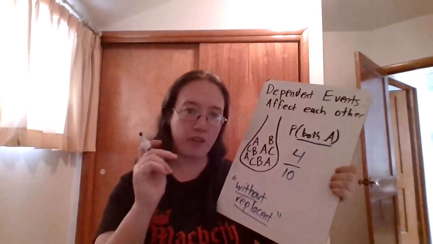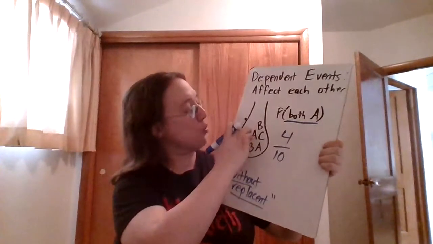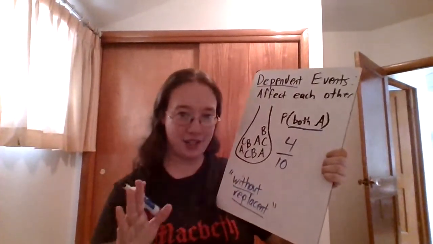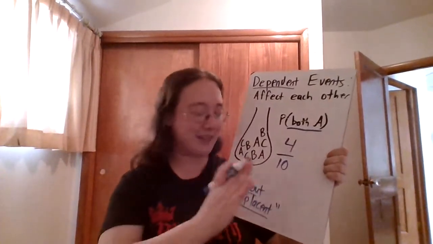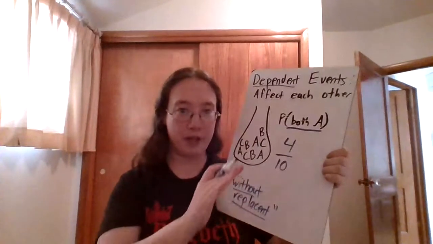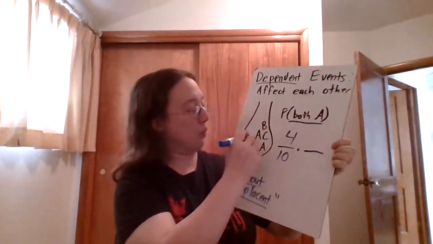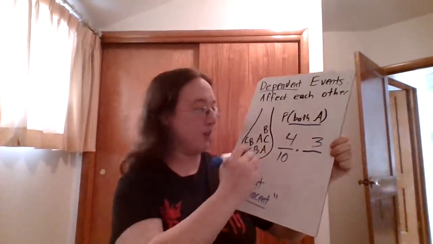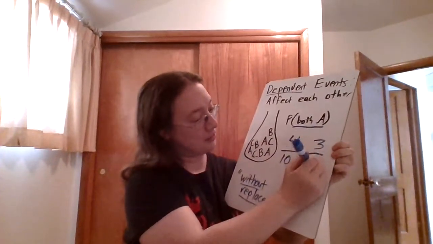But once we have that A, once we've taken that A out, the reason these are dependent is that changes what's left. So that changes my probability of getting an A the second time if I don't put it back the first time. Because now there are only 3 A's. And now there are only 9 letters.